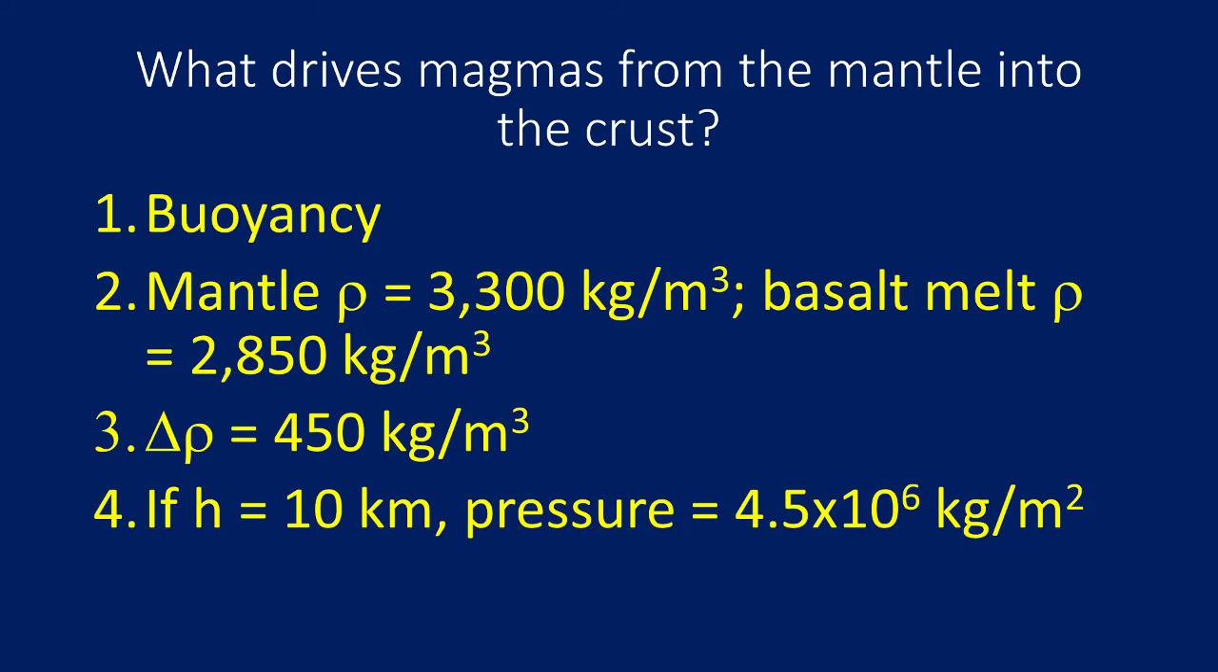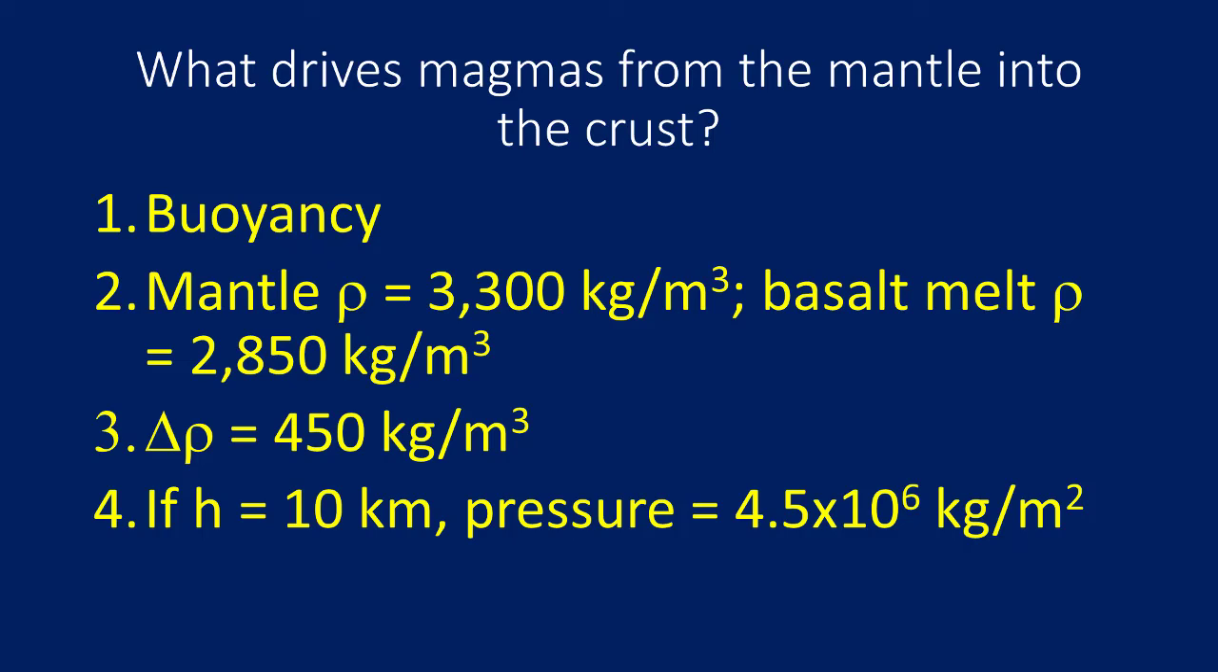What drives magmas out of the mantle? And the answer again is buoyancy. The mantle has a density of 3,300 kilograms per metre cubed, whereas basalt has a density of 2,850 kilograms per metre cubed. So the density difference is 450 kilograms per metre cubed.